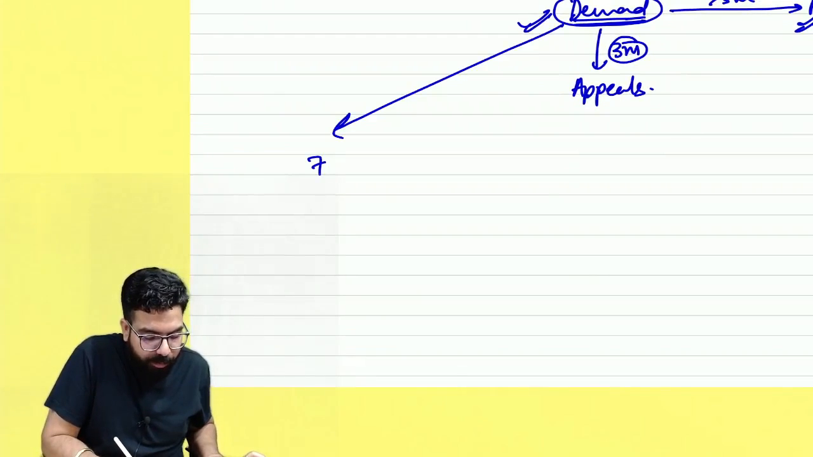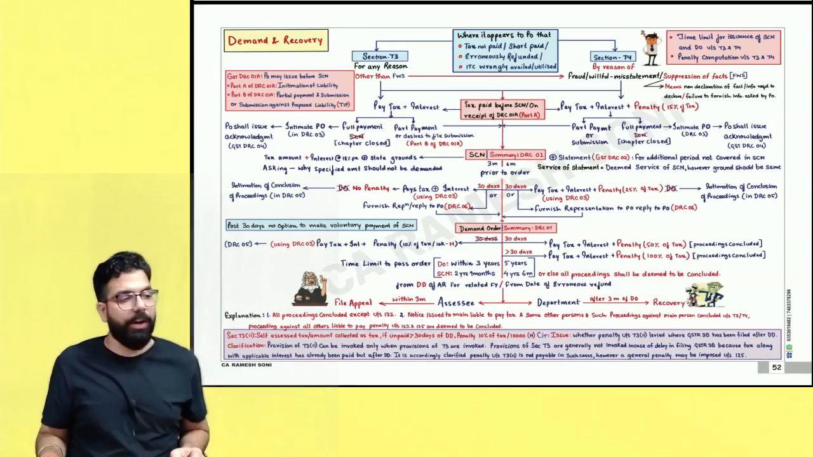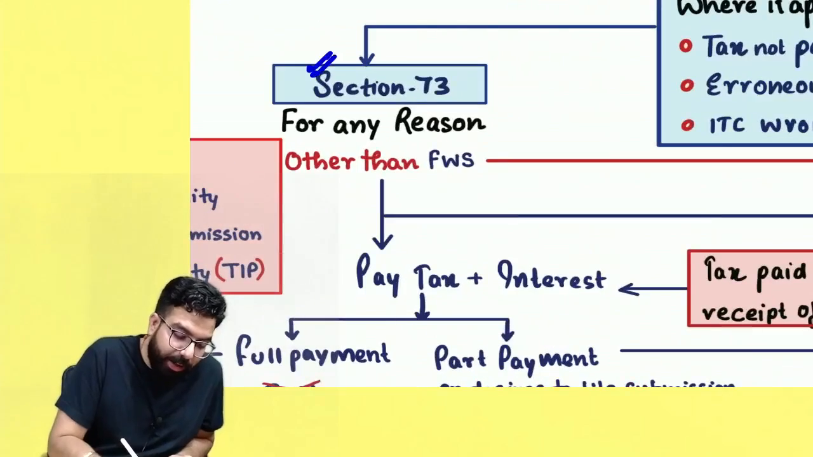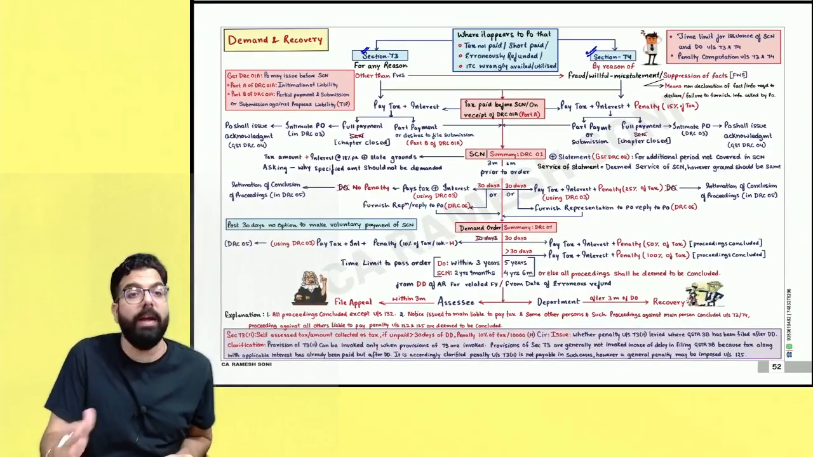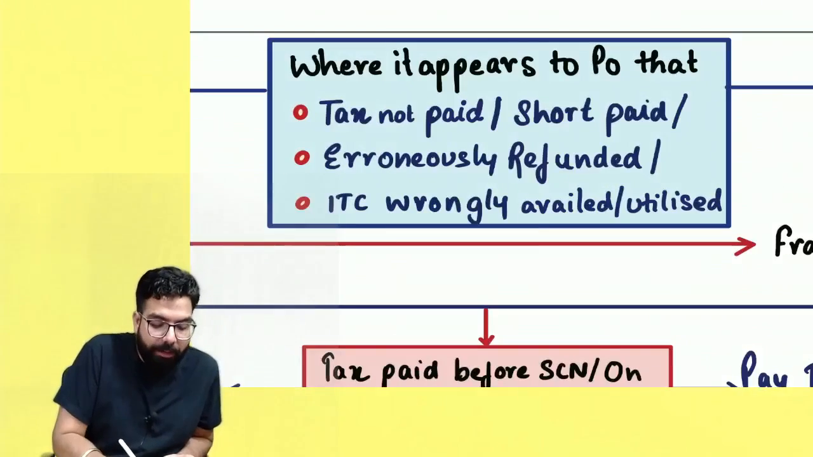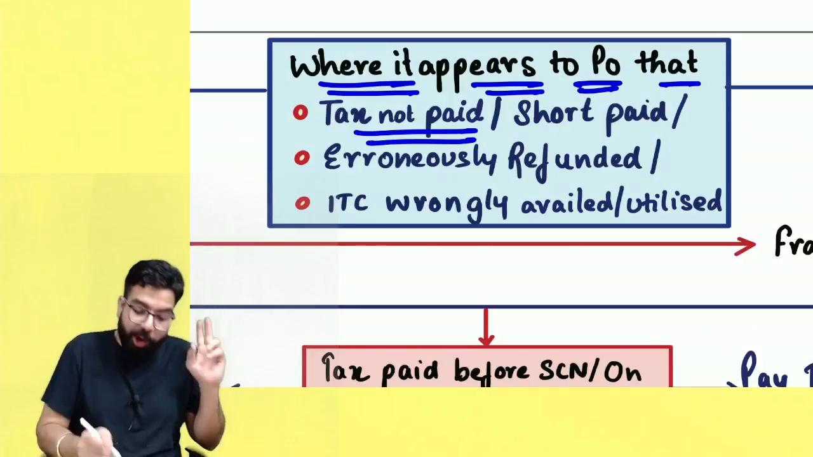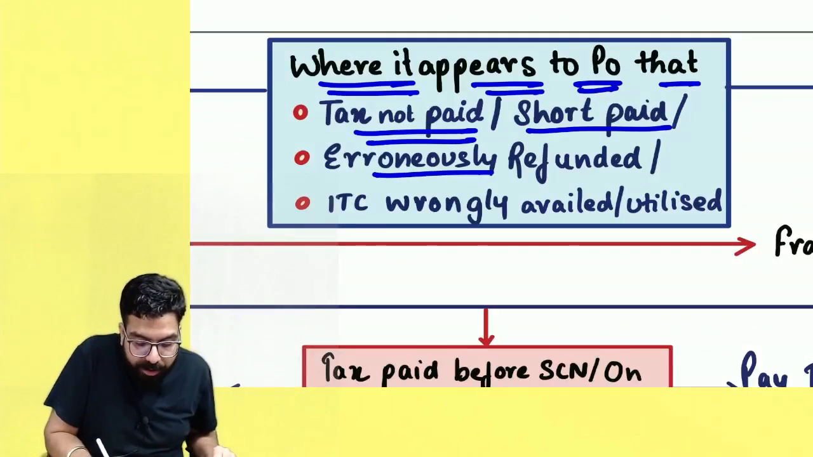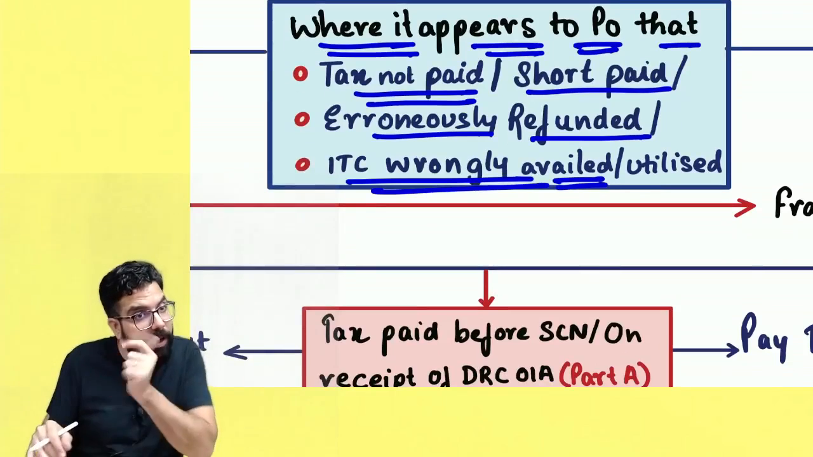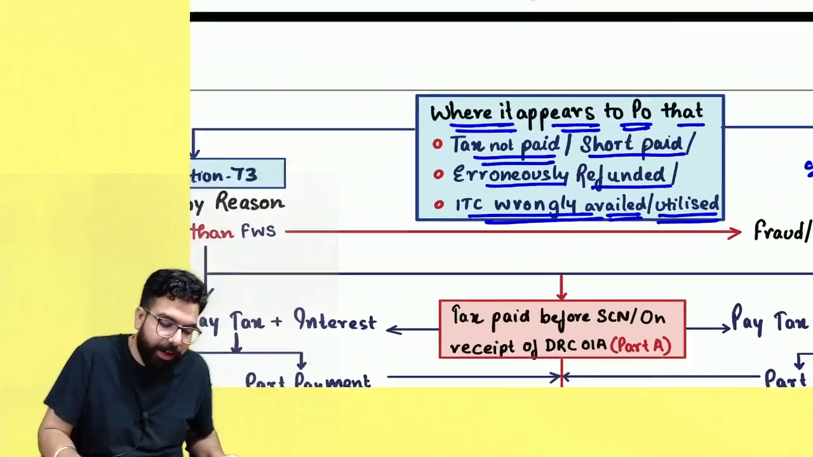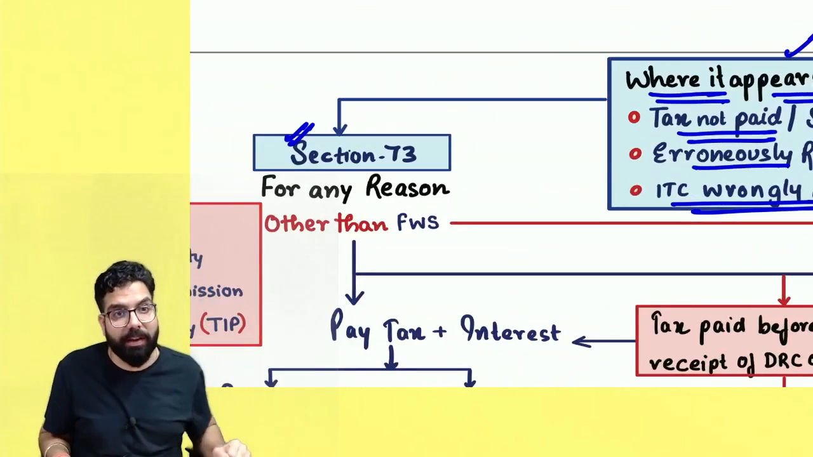The demand and recovery chapter starts from section number 73 till section number 84. Let's start with demand and recovery. Over here we have section number 73 and section number 74. The first two sections are section 73 and section 74. So, sir, whenever it appears to the proper officer that any tax is not paid, either you have not paid some tax or you have short paid some tax, or you have taken an erroneous refund, or ITC has been wrongly availed by you, either you have availed it wrongly or utilized it wrongly, then the officer has two recourses available. One is under section number 73, one is under section number 74.